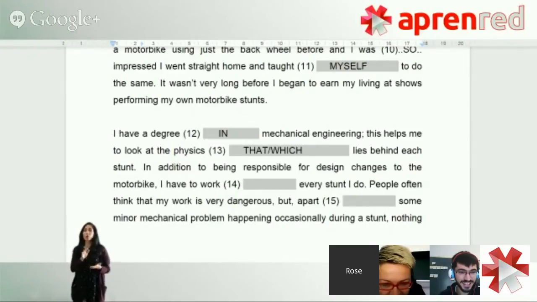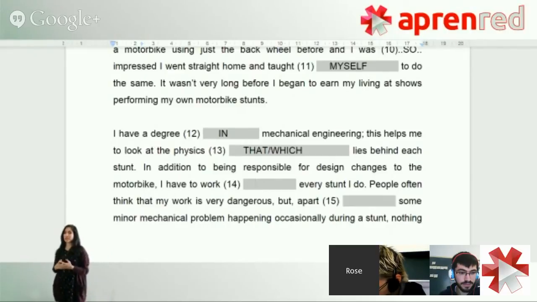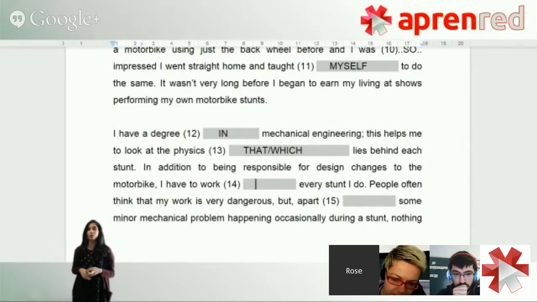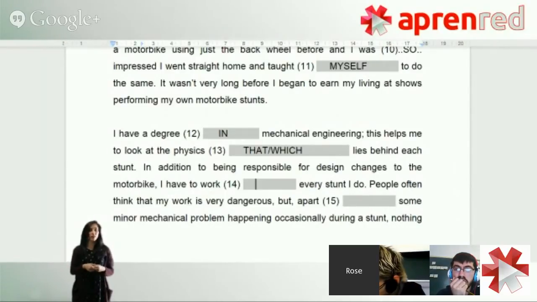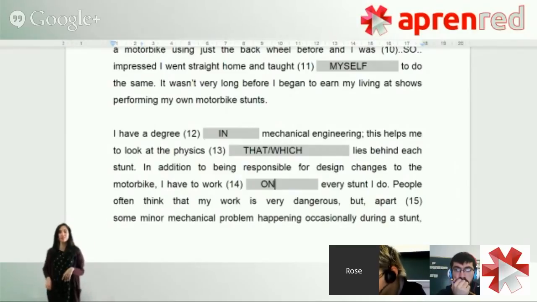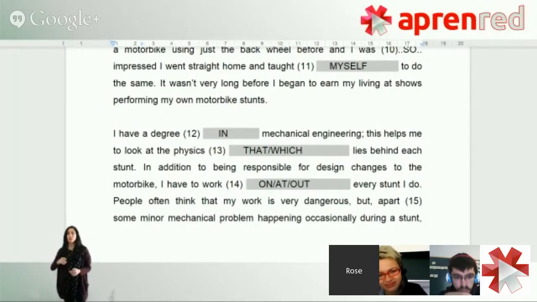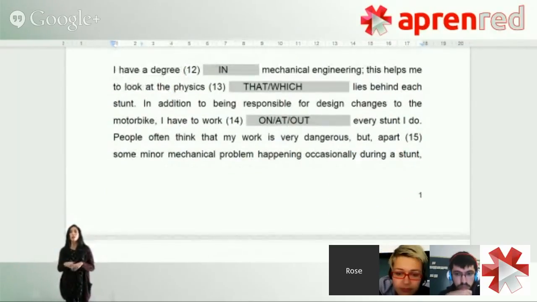Before would be correct grammatically and in the position of words, but it would change too much the meaning of the sentence, so I think it would be incorrect. The answers they're looking for are: I have to work on every stunt I do, I have to work at every stunt I do, and I have to work out every stunt I do. Why does before change so much? Because if you go to the beginning of the sentence, in addition to being responsible for design changes to the motorbike, I have to work on every stunt I do. I have to work before every stunt I do.